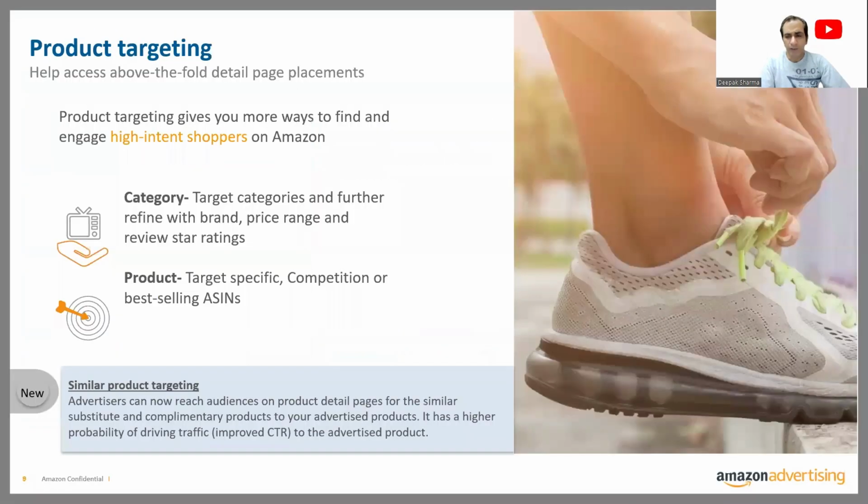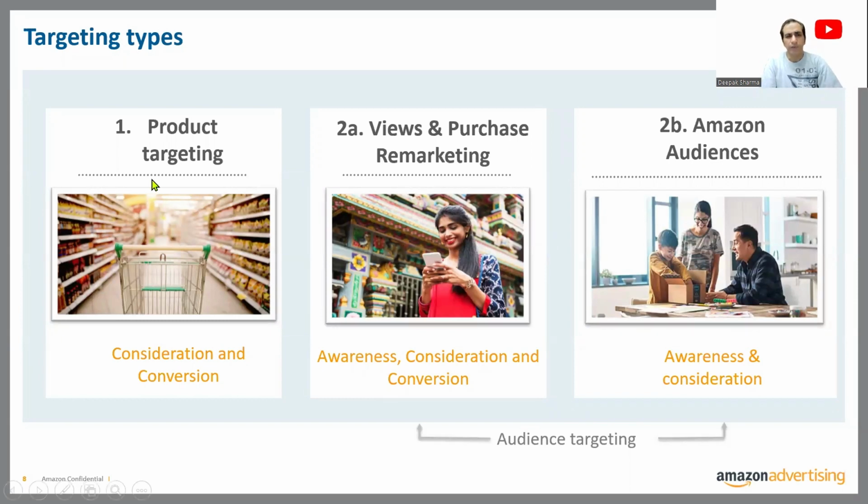There are multiple targeting types, as we can see. There is product targeting. If you understand the marketing funnel, there are various stages to the funnel. There is an awareness stage, then consideration and conversion stage. And then finally, the customer is converted and then the loyalty stage comes. What kind of advertising is right at the different stages of the marketing funnel? Product targeting is relevant for the consideration and conversion stage.